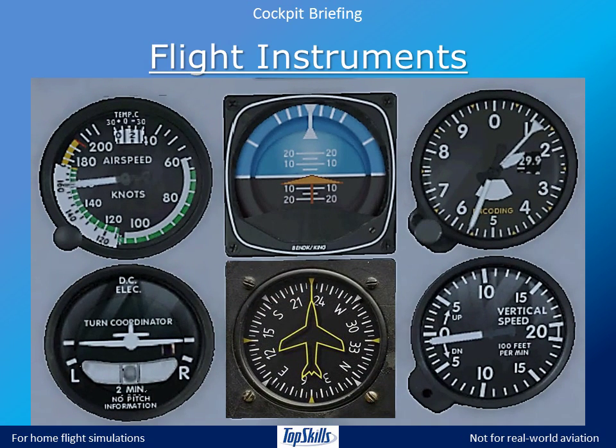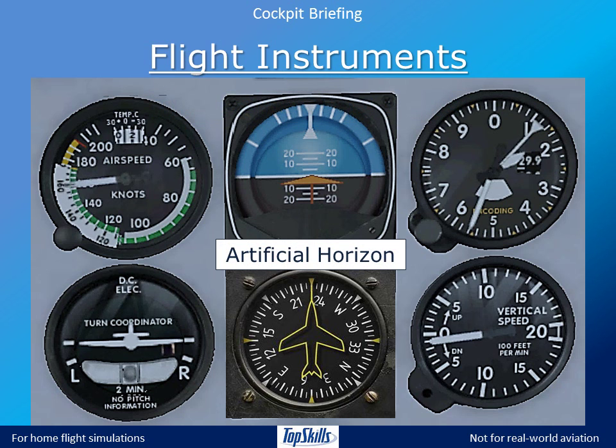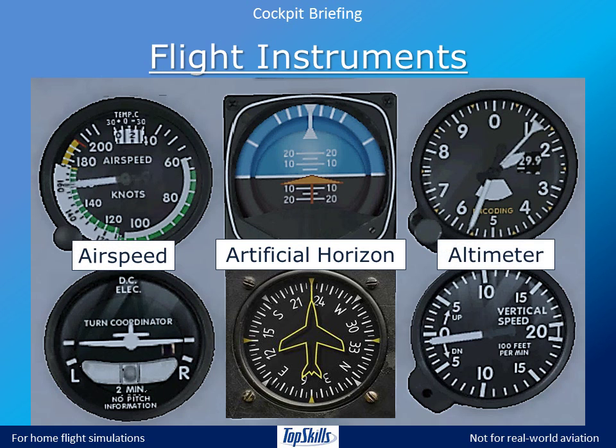Flight instruments tell pilots about the three-dimensional status of their aircraft. The artificial horizon shows whether the aircraft is pitched up, down, left, or right, and by how much. It is most often in the top center. The airspeed indicator and altimeter are usually to the left and right of the artificial horizon.